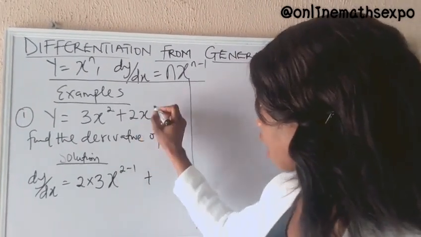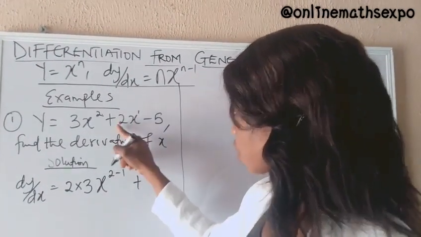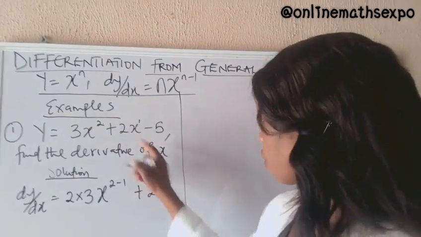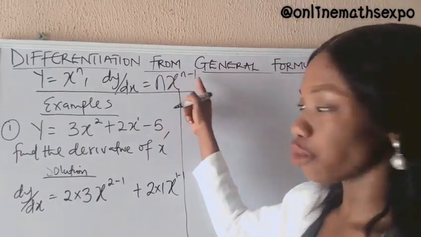Plus, this already has power 1, according to your index. We are going to use this one to multiply 2. So we have 2 times 1. Then we have x, subtract 1 from the power according to the rule.